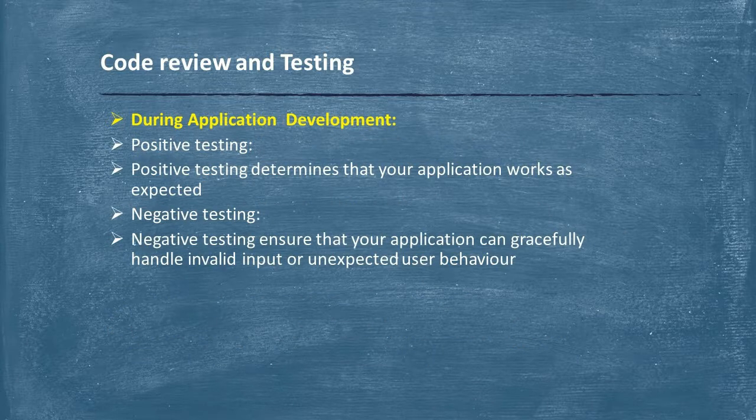Positive test, we saw negative testing earlier. Positive testing determines that your application works as expected. This is the normal path, positive testing. Negative testing is the abnormal path. Negative testing ensures that your application can gracefully handle invalid input. If you do whatever is not expected to the application, it should be able to withstand it. It should not fail.